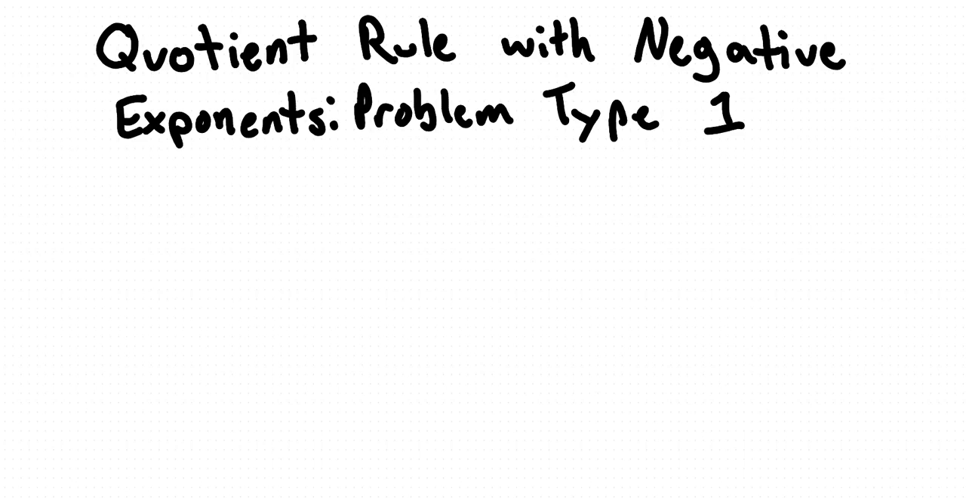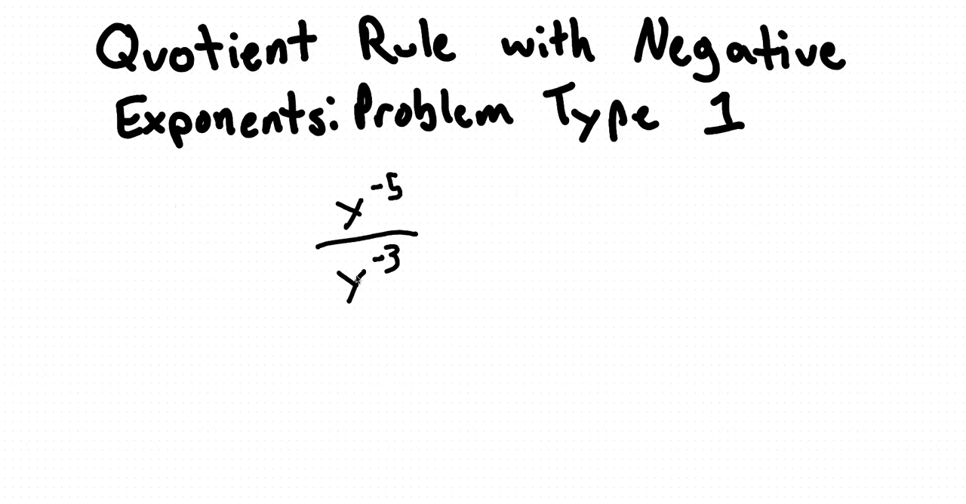This video will be focused on using the quotient rule when negative exponents are involved. So, when looking at the problem, y to the negative fifth over y to the negative third, the first thing we want to do is turn our negative exponents to positive exponents. Well, how do we do that? In order to make an exponent positive, we simply flip the variable to the opposite side of the fraction.